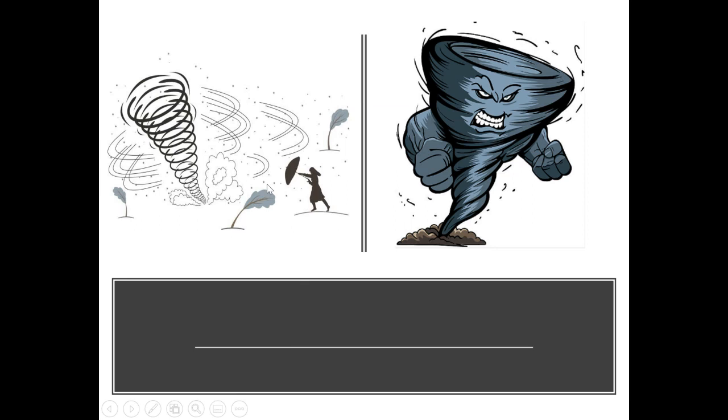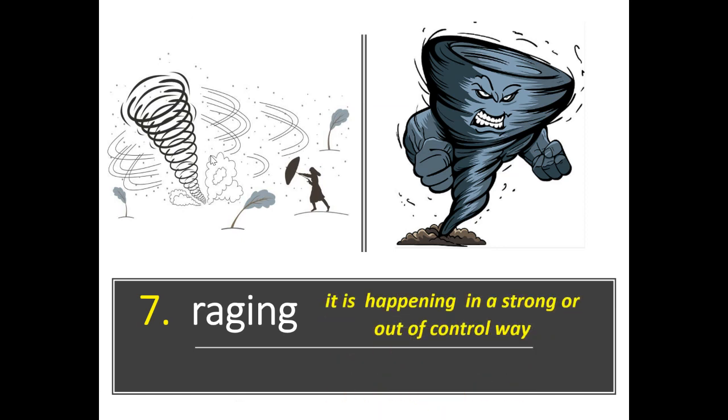They both show big storms, and the word is raging. If you're full of rage, that means you're very angry. So these are angry, raging storms. Raging, it is happening in a strong or out of control way. So these are raging pictures of raging storms. So if you're raging angry, then you're out of control and you have very strong emotions.